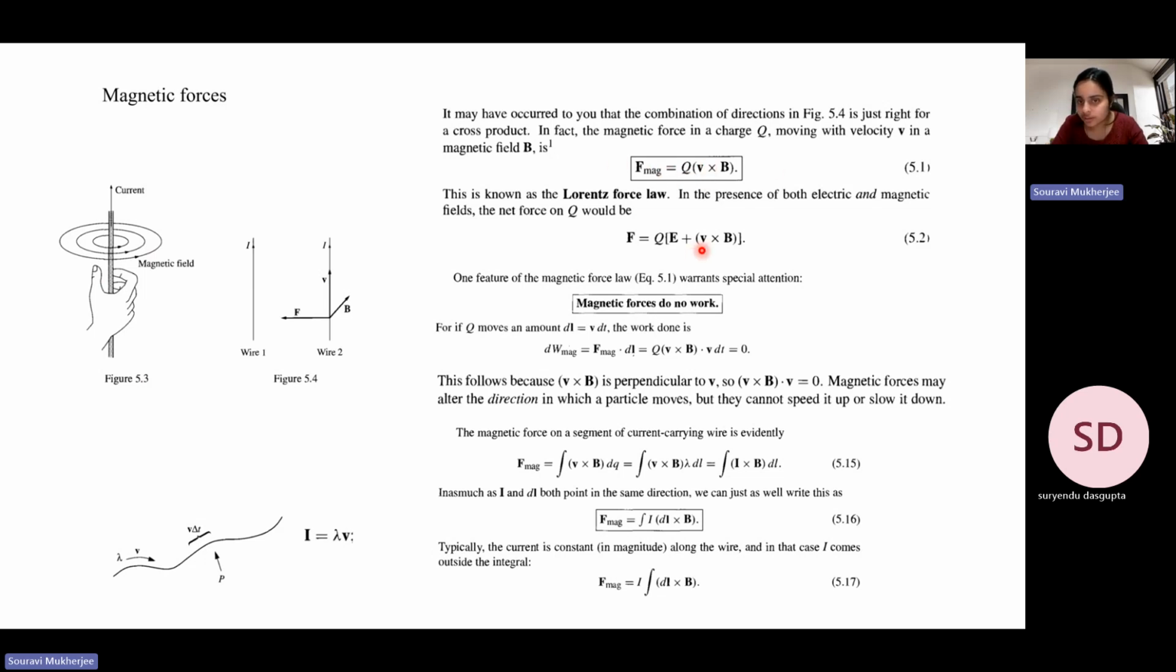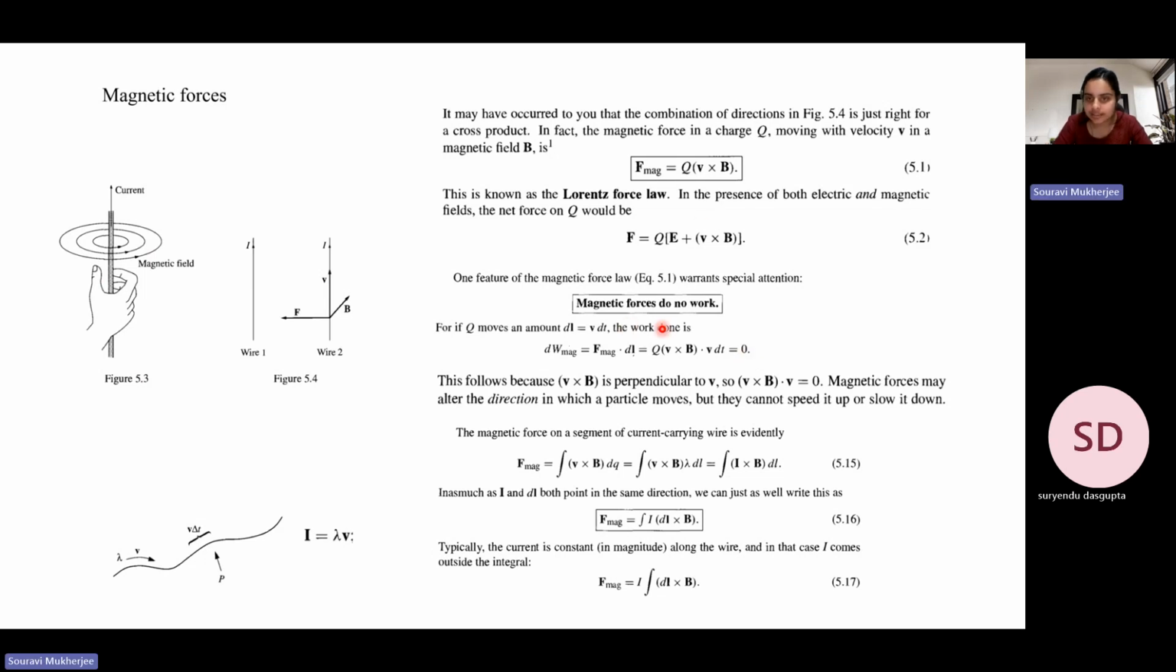Because it's perpendicular to the direction of motion, if you want to find the work done, F dot dl, where dl is the direction in which the charge moves, that is in the direction of the velocity, right? And your force is perpendicular to it, so you end up getting zero. So that means magnetic forces do no work, okay?